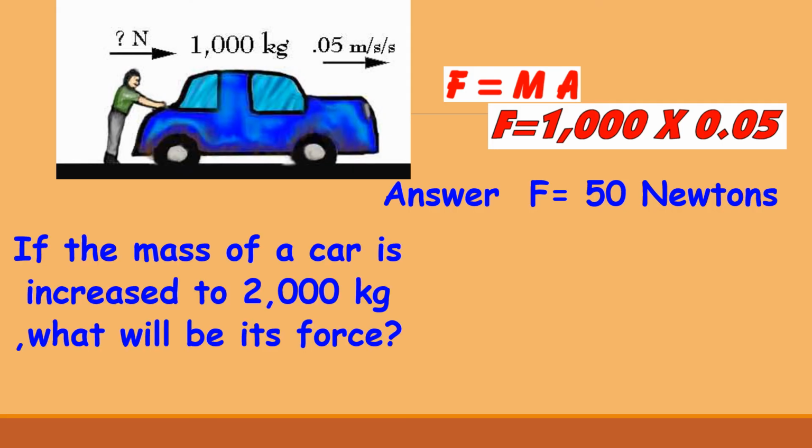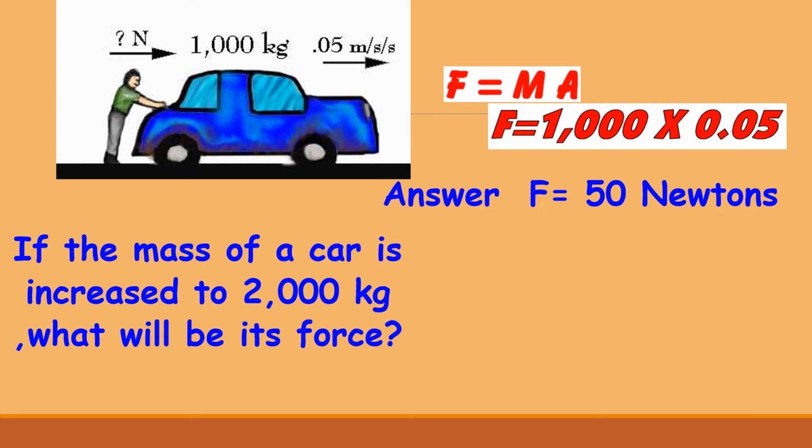So force is equal to mass times acceleration. The mass is 1,000 kilograms times the acceleration of 0.05 meter per second squared. So multiply 1,000 times 0.05. The answer is 50 newtons. So the answer for force is 50 newtons.